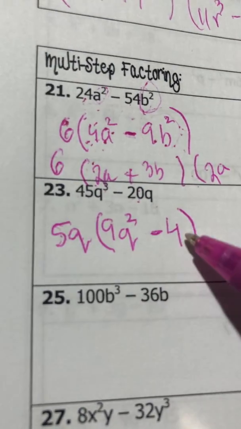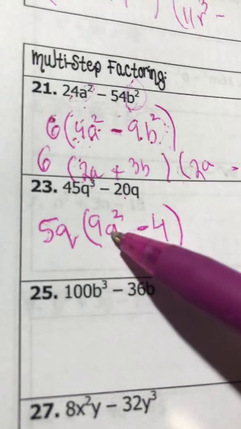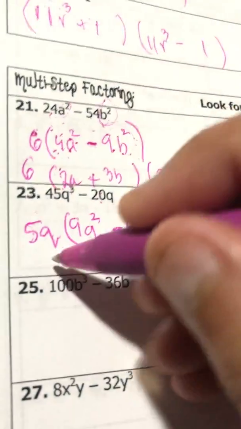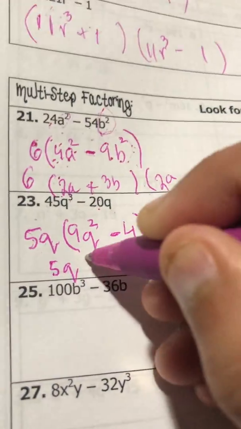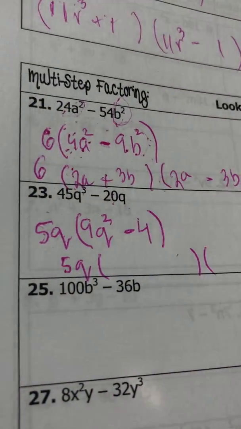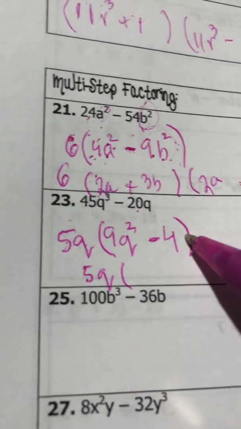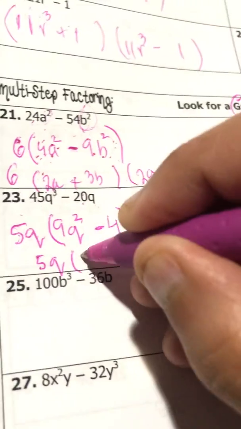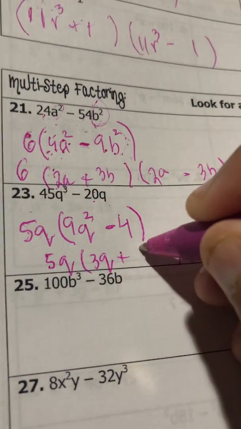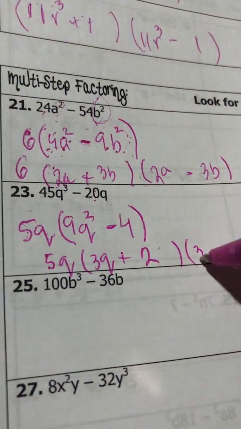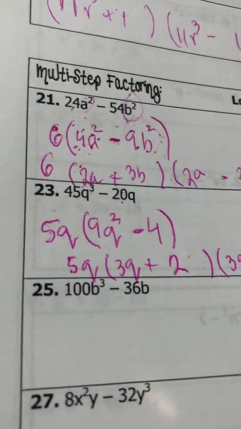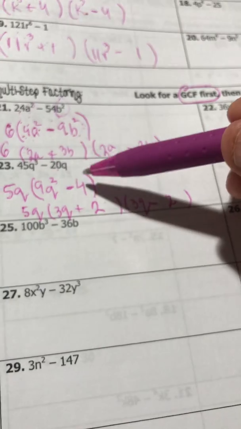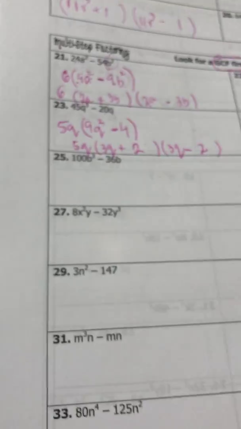It's a perfect square because 3q times 3q gives this. There's a difference here, and 2 times 2 means I can apply difference of squares here. I'm going to copy this 5q as is. I'm going to make 2 parentheses because this is a difference of squares. I can factor this further. Plus minus, 3q plus 2, 3q minus 2. Good. 3q times 3q gives you 9q squared. 2 times 2 gives you 4. We good?